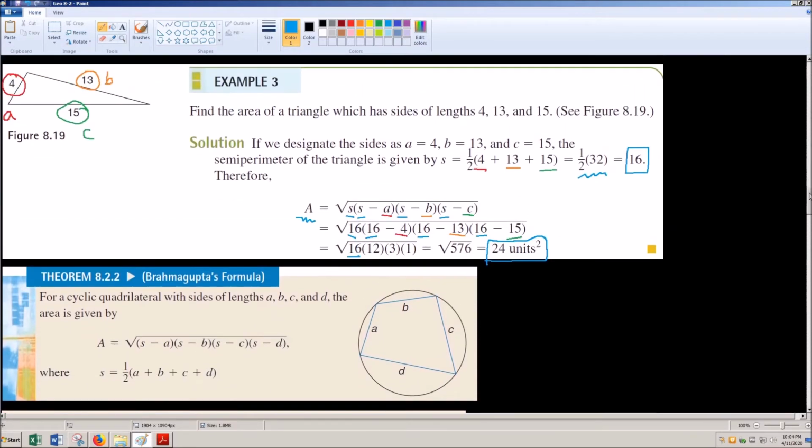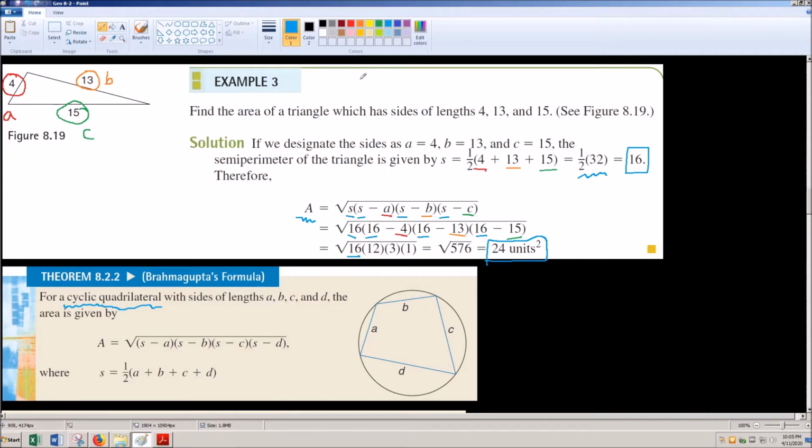Here we have a version of this which works for all of our cyclic quadrilaterals. So this part here is important. It doesn't work with just all quadrilaterals. It has to be a cyclic quadrilateral. So in my cyclic quadrilateral, I have sides A, B, C, and D.